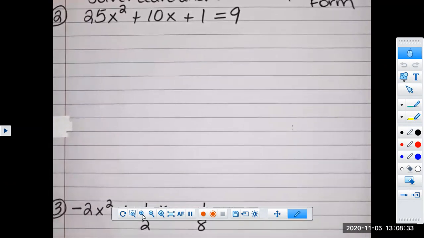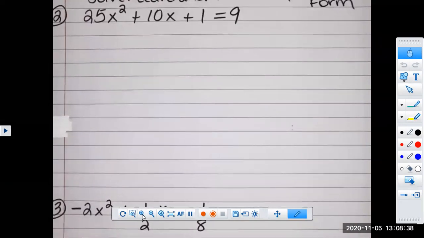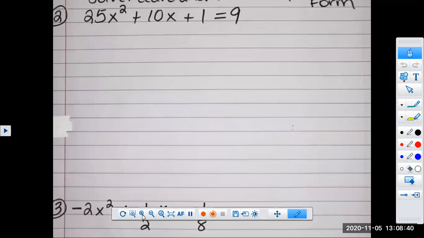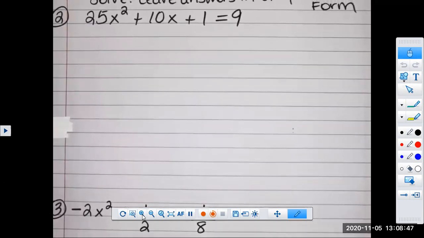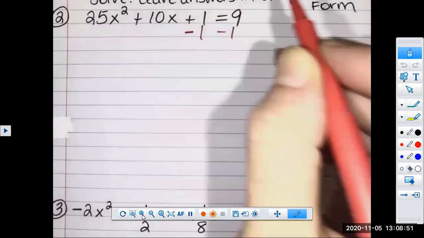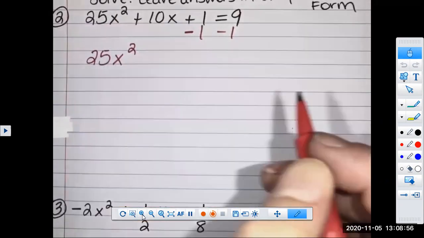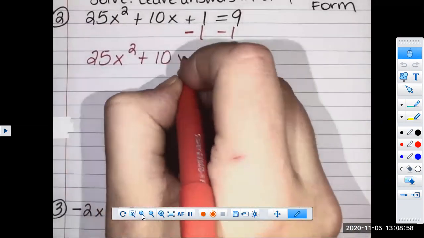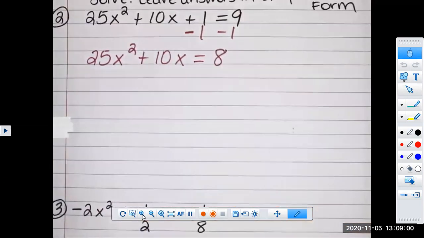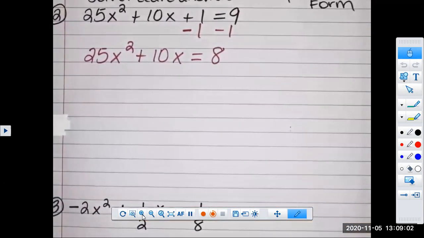Okay, in this problem, from step one, you need to make sure all variables are on one side, all numbers are on one side. So what's the first thing you need to do? Good. Subtract 1. And this is what you're left with: 25x squared plus 10x equals 8.